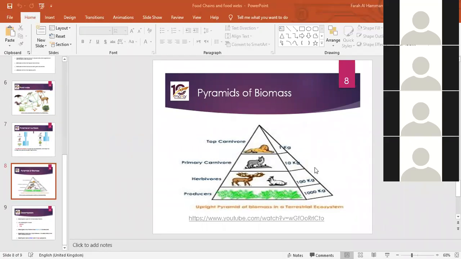Again. It is the total mass of all organisms of the same trophic level in a specific area. I will need to measure a specific area. I will need to take all of the organisms I find in the same trophic level, and I will need to measure their masses. The value I receive is the biomass.